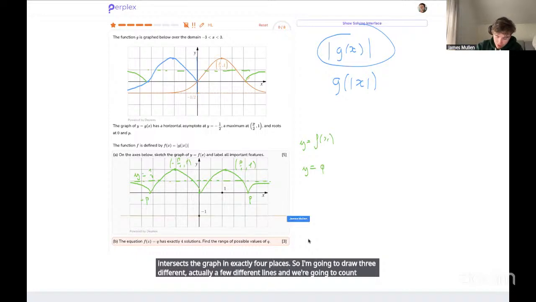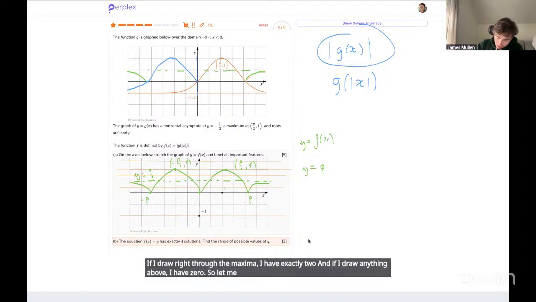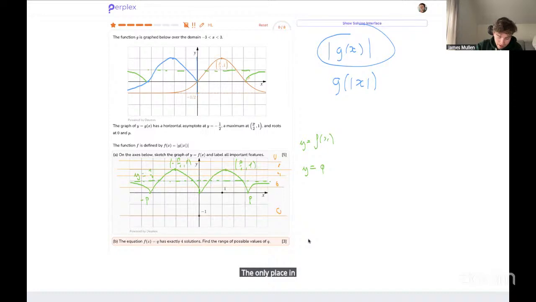If I draw that, I have 0 solutions. If I draw this, I have 1, 2, 3, 4, 5, 6 solutions. If I draw this, I have 4. If I draw right through the maxima, I have exactly 2. And if I draw anything above, I have 0. So let me actually just write the counts down. That's 0, 2, 4, 6, and 0. The only place in which I have 4 solutions is when I'm between this interval here.